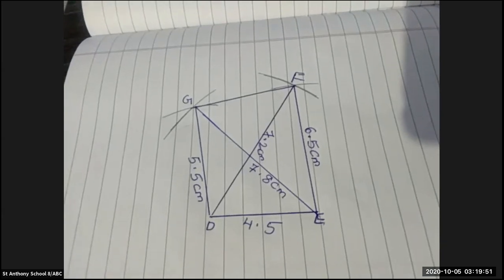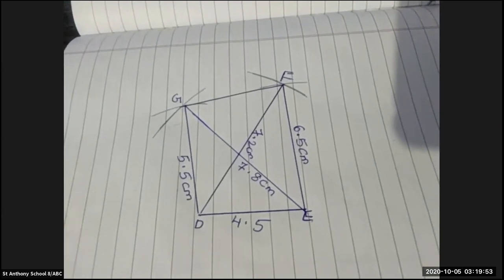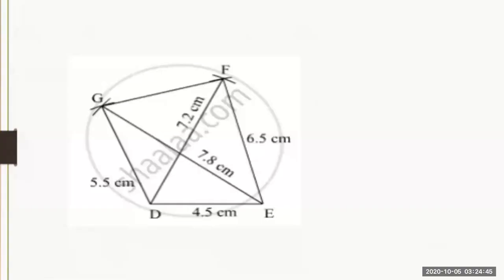So here, this type of figure we had made. First, I have shown you the rough diagram. Now this is the fair diagram. I hope everyone has done the same thing. So here we have completed exercise 8.1. In our next lecture, we will continue the next exercise.